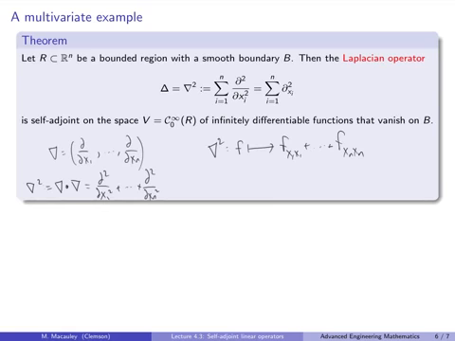Notice that if n is equal to 1, then a bounded region with smooth boundary is just going to be an interval or a collection of intervals. In that case, the Laplacian is just the standard second derivative operator. So think of this as an n-dimensional generalization of what we did 2 slides ago, where we had a second derivative operator and we had a region, and the boundary conditions said that the functions vanished on the boundary.